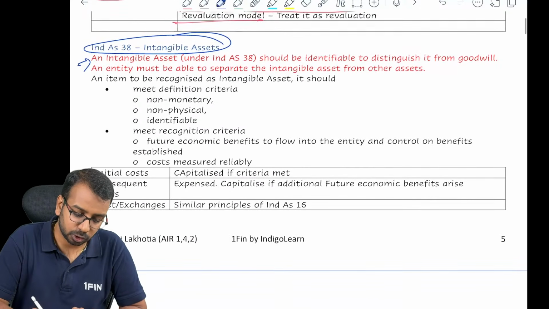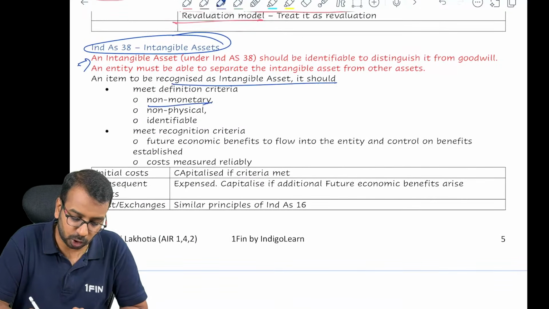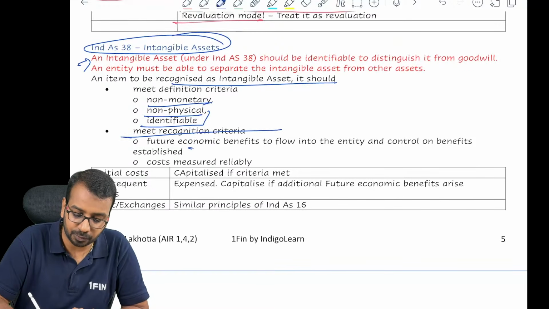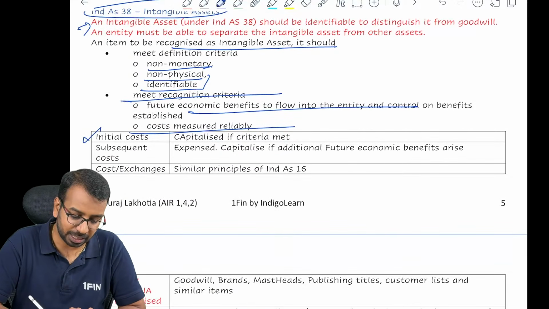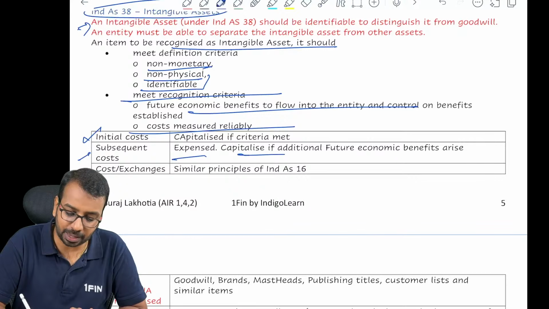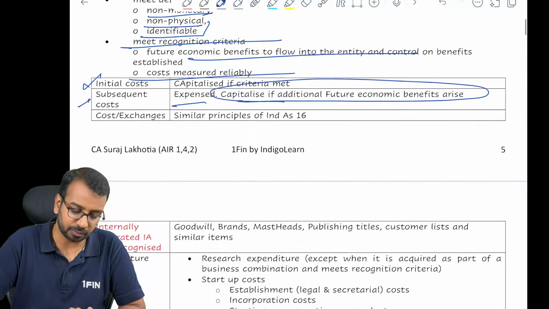Okay. So to be an intangible asset, it has to be non-monetary, non-physical, identifiable, and it should meet the recognition criteria: future economic benefit, and cost to be measured reliably. Initial costs are capitalized, subsequent costs are expensed, only capitalized if you get future economic benefit.